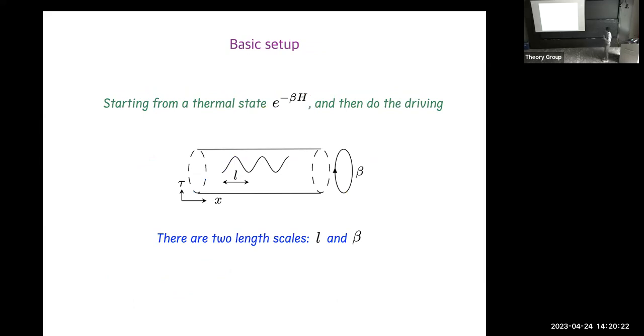Okay, let me go to the concrete setup. Basically, the system is initially prepared at some finite temperature, which is the thermal state. There's the inverse temperature beta here. And when we do the driving, we introduce some finite wavelength. I want to mention here, we consider an infinitely long 1D system. So the inverse temperature beta and the wavelength L are the only two length scales in this problem.